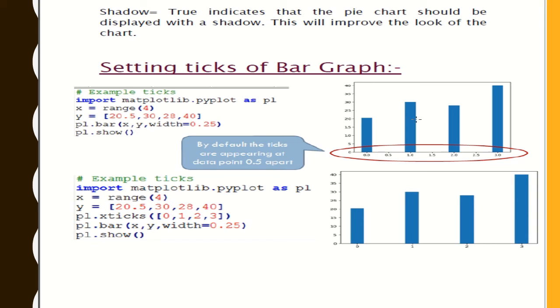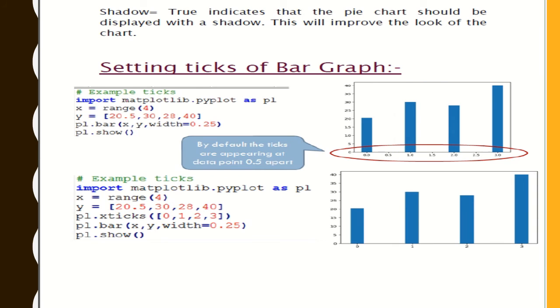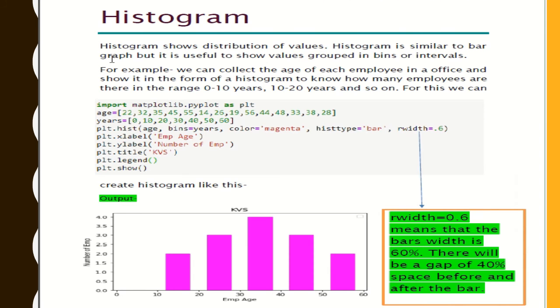Now, setting ticks of a bar graph, as I have said, you can set the ticks as well. According to that, you can set your ticks. In the previous example also we have seen how you can set the ticks. Now, the next part is the histogram. What do you mean by histogram?